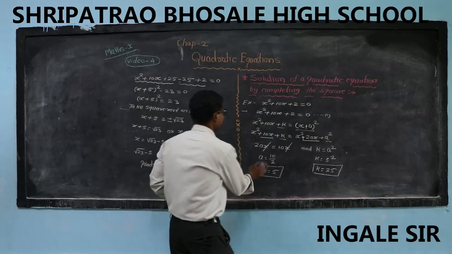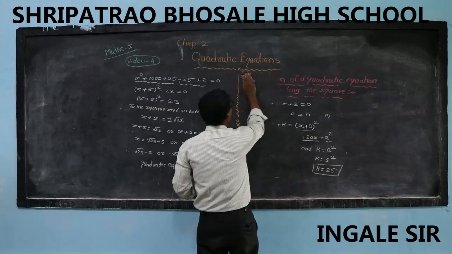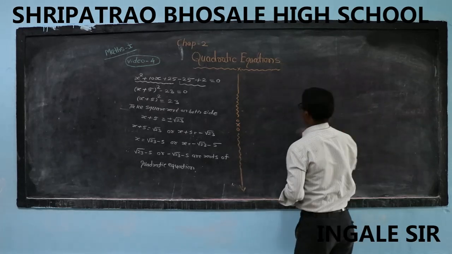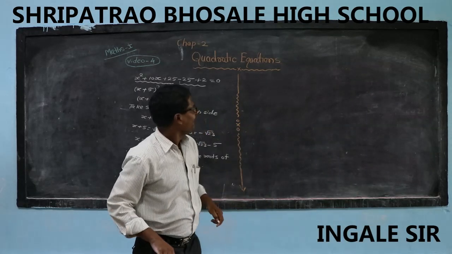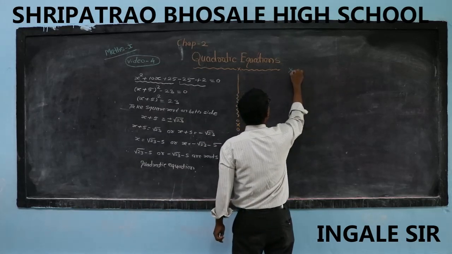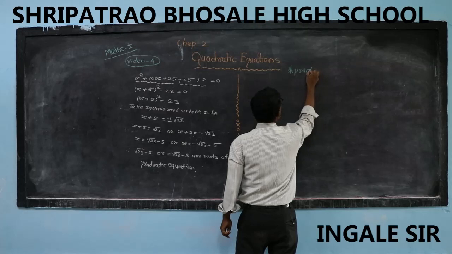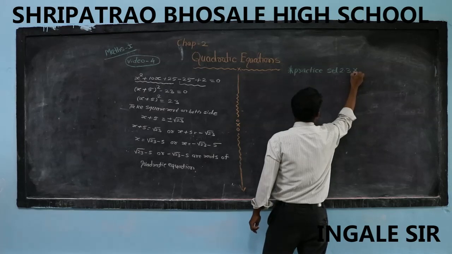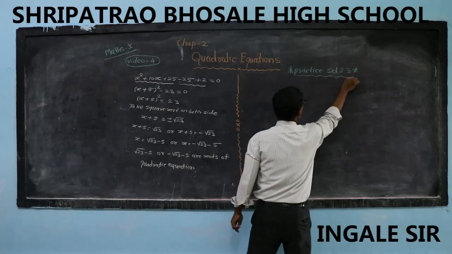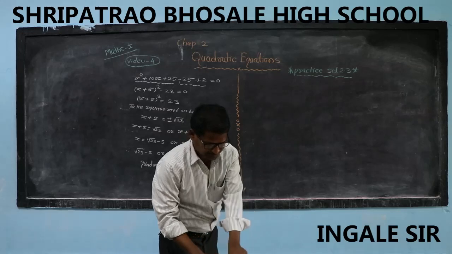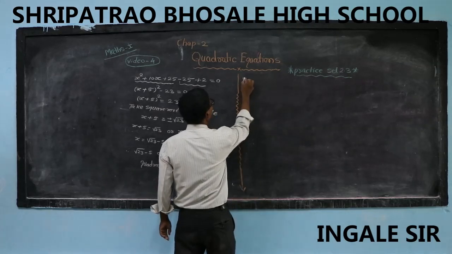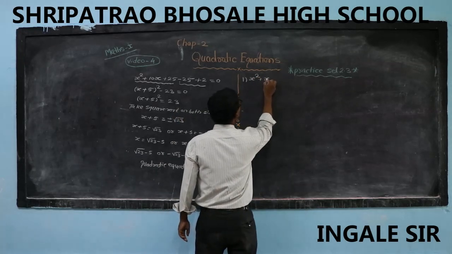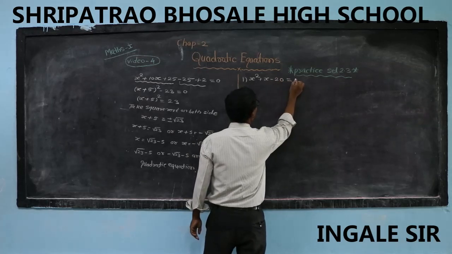Now we have to take practice set 2.3. I take some examples. Example number 1: x square plus x minus 20 is equal to 0.